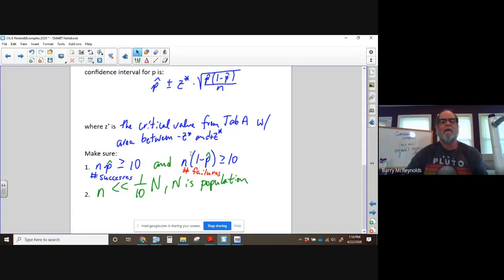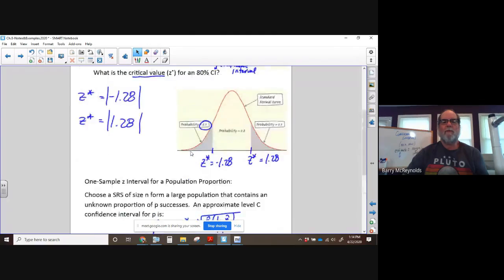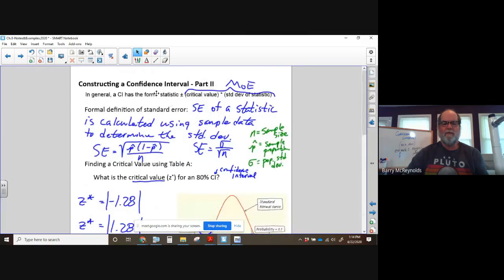So we're going to start with this general form for a confidence interval where we have expanded the margin of error into the product of some critical value and the standard deviation of the statistic. And in this case, that standard deviation of the statistic is often referred to as the standard error. So let's take a look at an example and see how this would turn out.